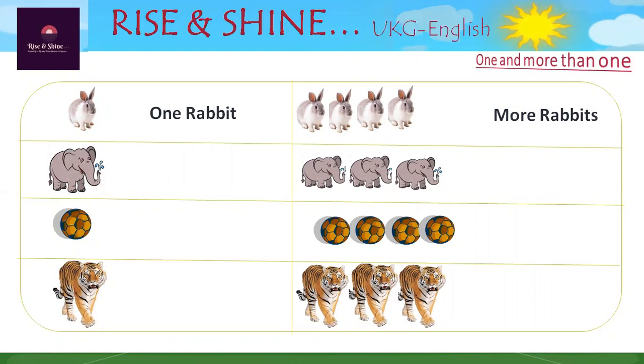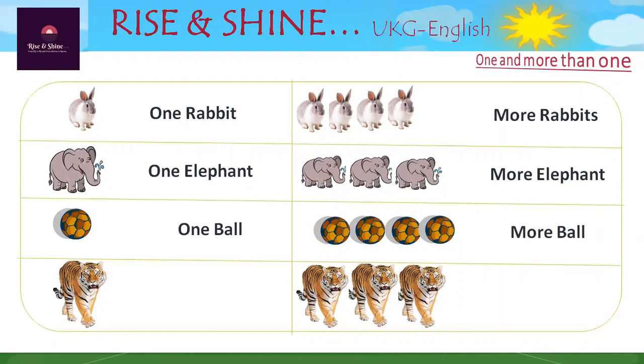Next, second, one elephant. And next, 1, 2, 3. 3 means more elephants. Next is one ball. And opposite to this, 1, 2, 3, 4. That means more than one ball. Next is one tiger. And opposite to this, 1, 2, 3. That means more than one tiger.